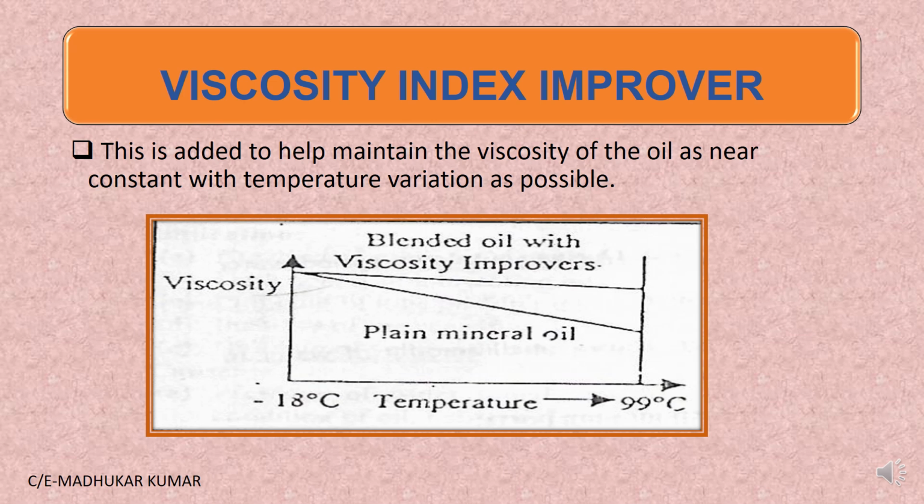So in this graph you can see that the temperature varies from -18 to 99 degrees centigrade, and if it is a plain mineral oil, the viscosity is going to drop, decrease. And if it is blended with the viscosity improver, it remains as original, whatever the oil possesses. So it is not going to change with the temperature part.